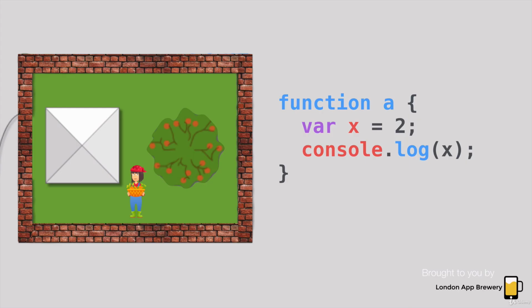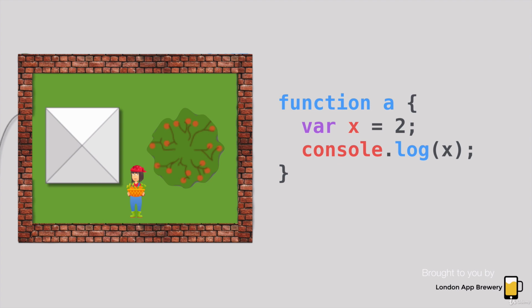So what exactly is this concept of scope anyways? So let's say that we've created a function called a, and inside the function we create a new variable called x, and we set it to equal 2. Now, if I try to console log x inside function a, then of course there's no problems and I would get 2 printed in my console.